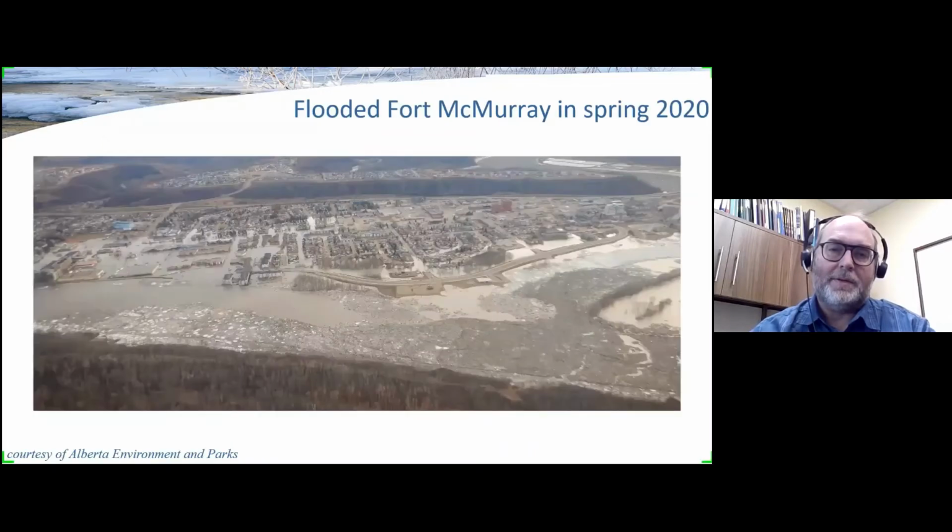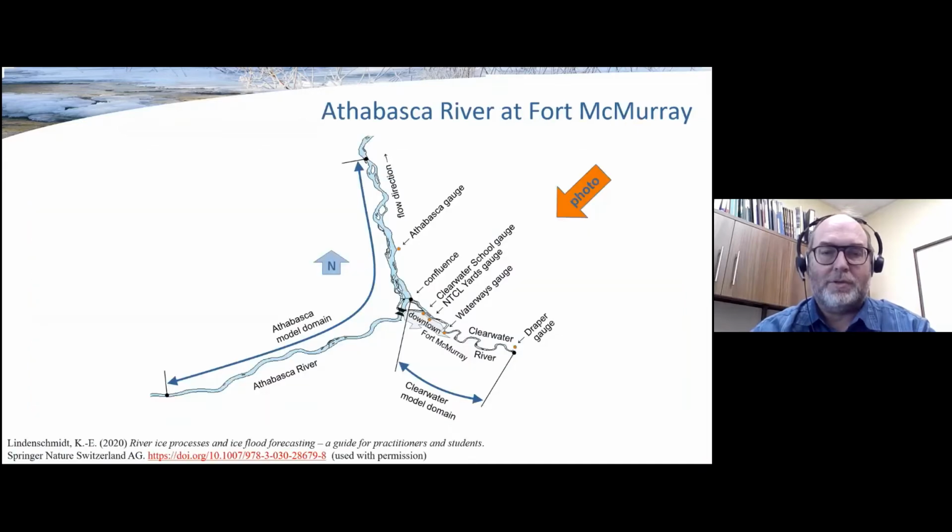This is the ice jam flood event from 2020 in Fort McMurray. We see here the Athabasca River, and here's the Clearwater. Just to give you some perspective, I'm going to show you a map of this. The photo I just showed you is from this direction. This is the downtown part of Fort McMurray. Here's the Athabasca River, and the flow is in the northern direction.